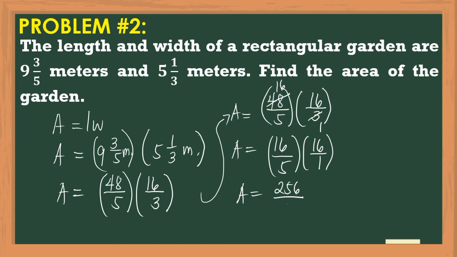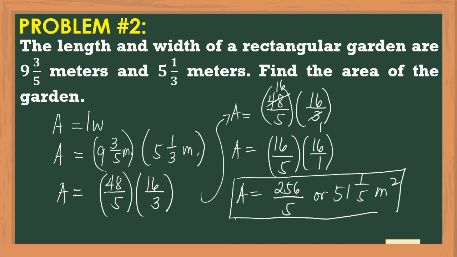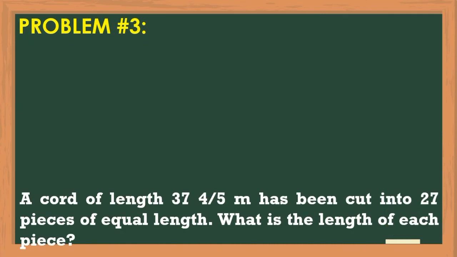that is 5. So we divide 256 by 5. So our final answer will be 51 and 1/5 square meters. So the area of the garden is 256 over 5 square meters, or 51 and 1/5 square meters. So let's have problem number 3.